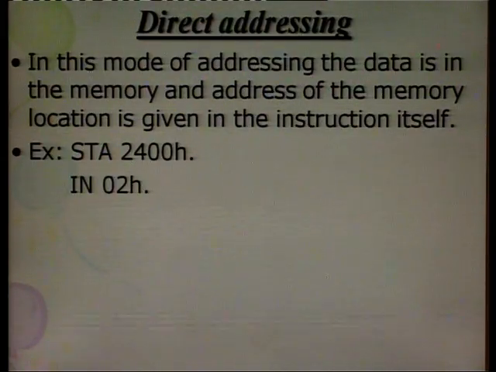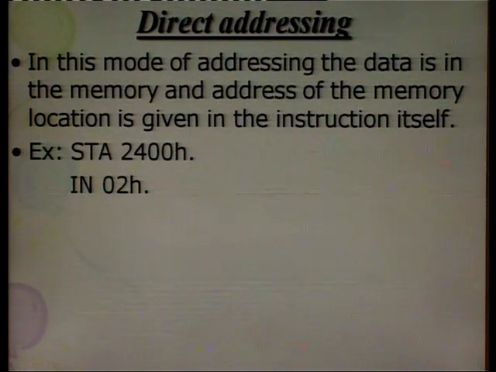Now, if we see the example here, the instruction STA 2400H, here we have given a 16-bit address, that is 2400. This 16-bit address is not data, but it is the address of the memory location where the data from the accumulator is stored. Here the source is the accumulator and the destination is the memory location where we want to store the data that is in the accumulator. So, 2400 is the address of the memory location.